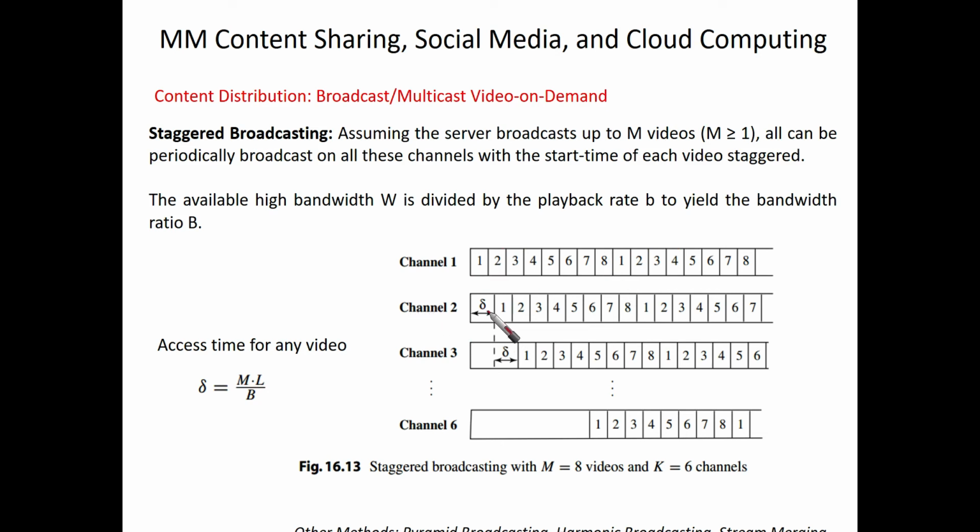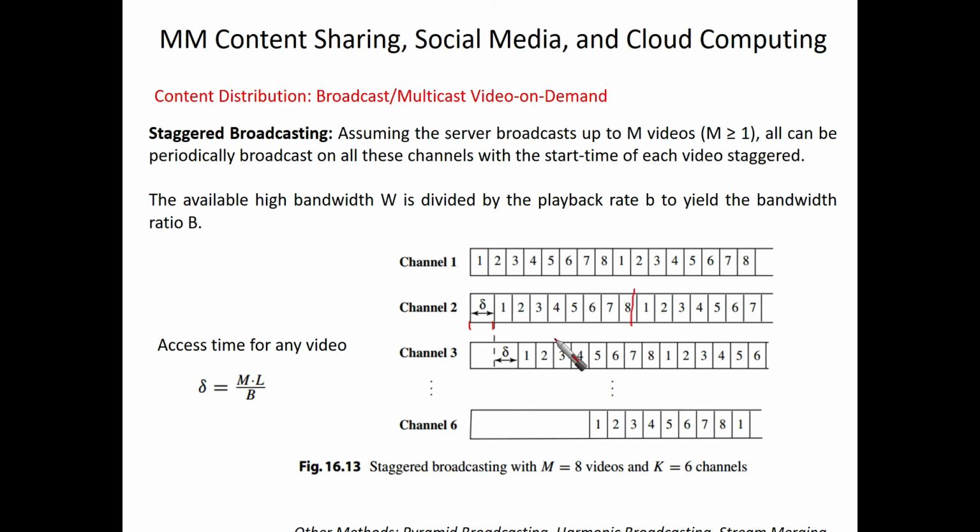Channel 2 is basically you just skip the first time period, and you start from this place. So number 1, number 2, number 3, number 4, number 5, number 6, number 7, number 8, right? This is where you finish.